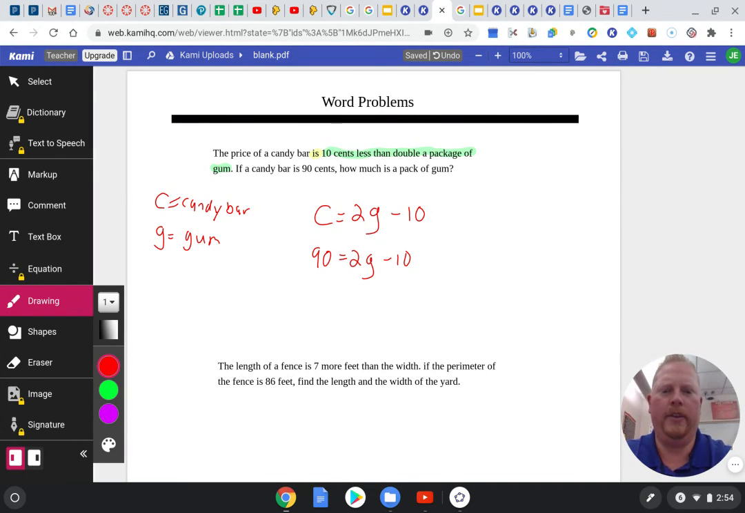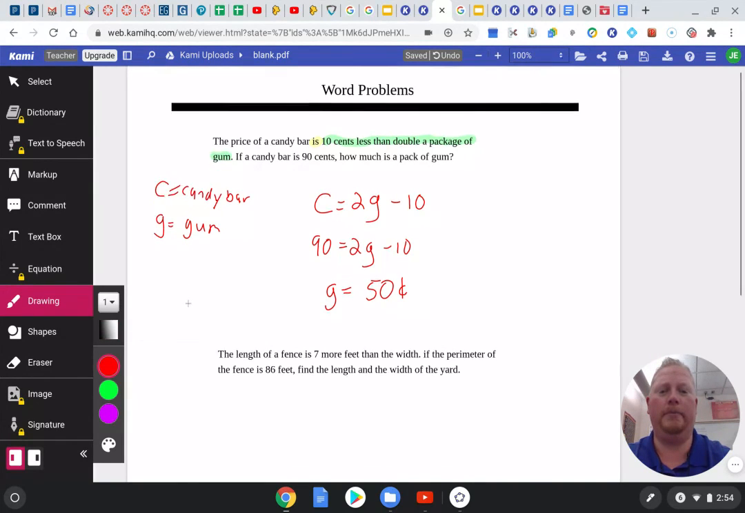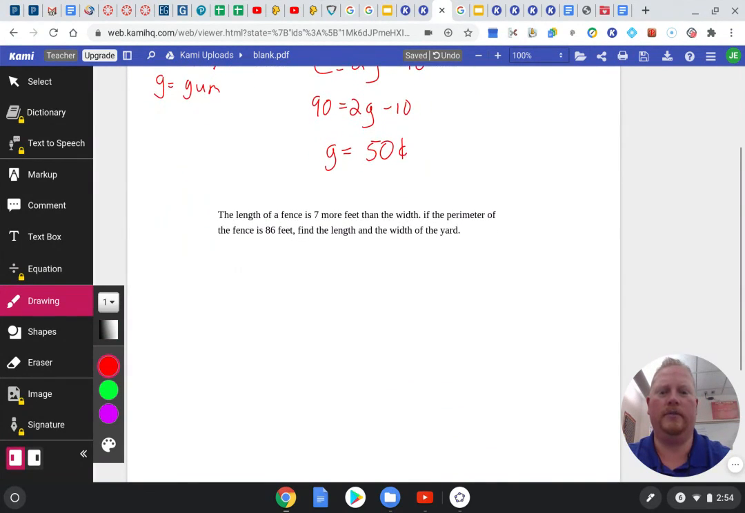Now let's use a little mental math. If there's 2 packages of gum and then I take away 10 cents, that leaves me with 90 cents. Well, if I put that 10 cents back on, that'd be $1. So what 2 numbers could add up to be $1? Well, that'd be 50 cents. And again, we're going to use a much better way of solving equations than that. Right now, I'm more focused on you setting up the equation.